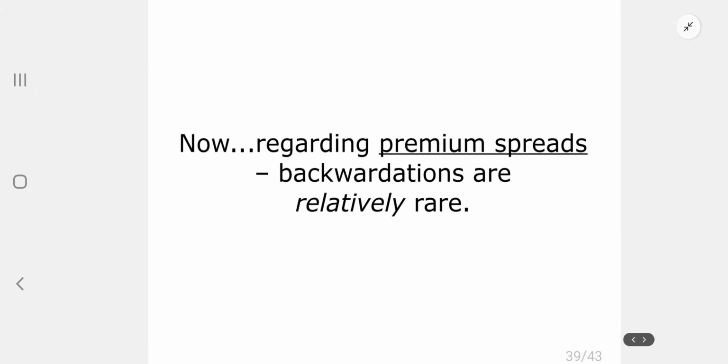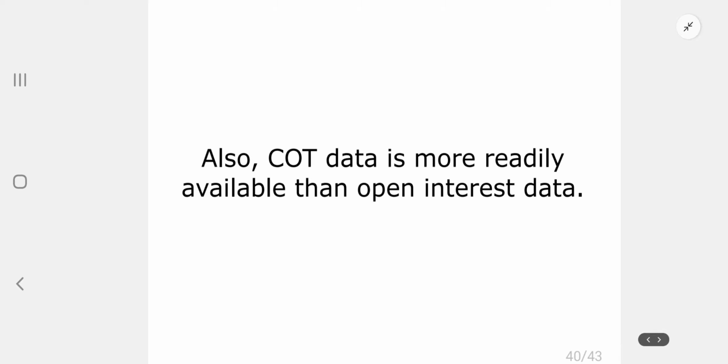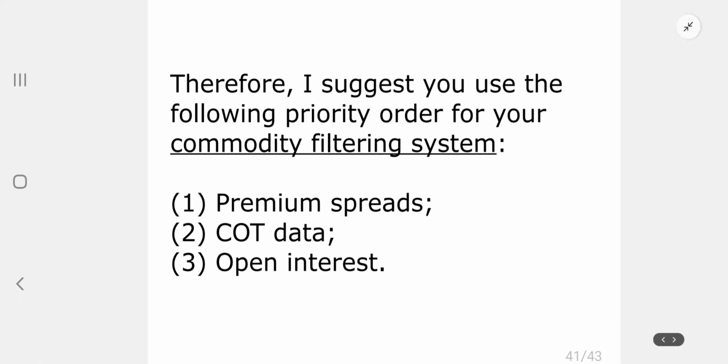Now, regarding premium spreads, backwardations are relatively rare. Also, COT data is more readily available than open interest data. Therefore, I suggest you use the following priority order for your commodity filtering system. Number 1, premium spreads. Number 2, COT data. And number 3, open interest.